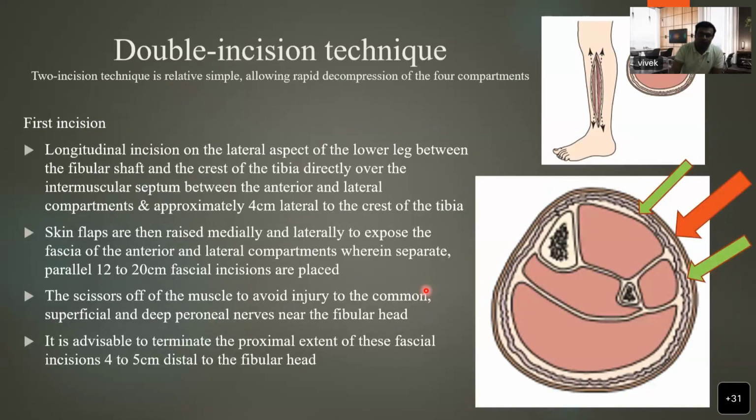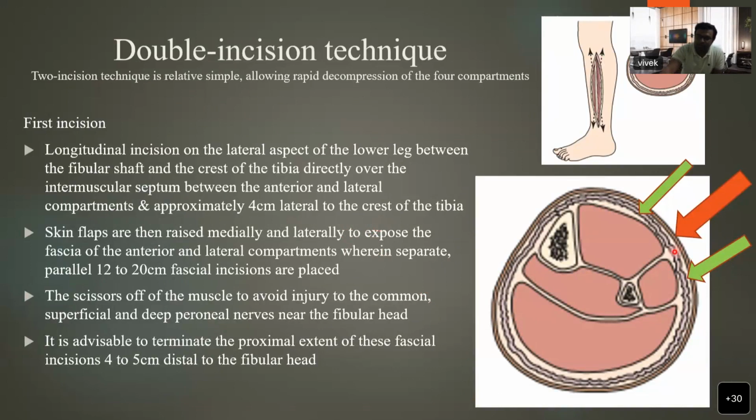There are 2 techniques to do fasciotomy of the lower leg. One is the double incision technique, and another is the single incision technique. The 2 incision technique is relatively simple and allows rapid decompression of all the 4 compartments. The first incision is a longitudinal incision over the lateral aspect of the lower leg between the fibular shaft and the crest of the tibia.